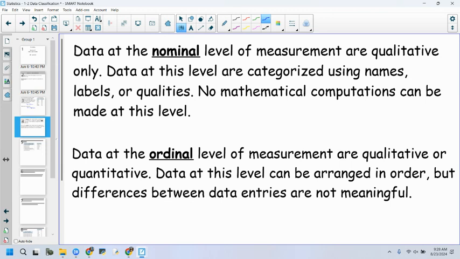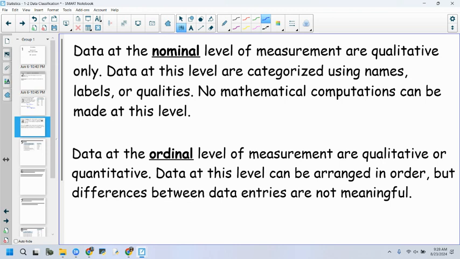Data at the ordinal level of measurement are qualitative or quantitative. Data at this level can be arranged in order, but differences between the data entries are not necessarily meaningful. So you could put things in order here. It could still be quantitative or qualitative, and you could put them in order, but the differences in the data entries are not really meaningful.